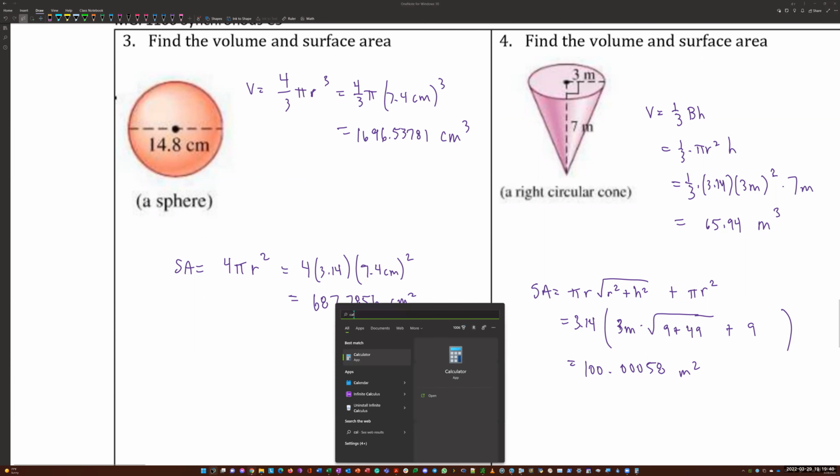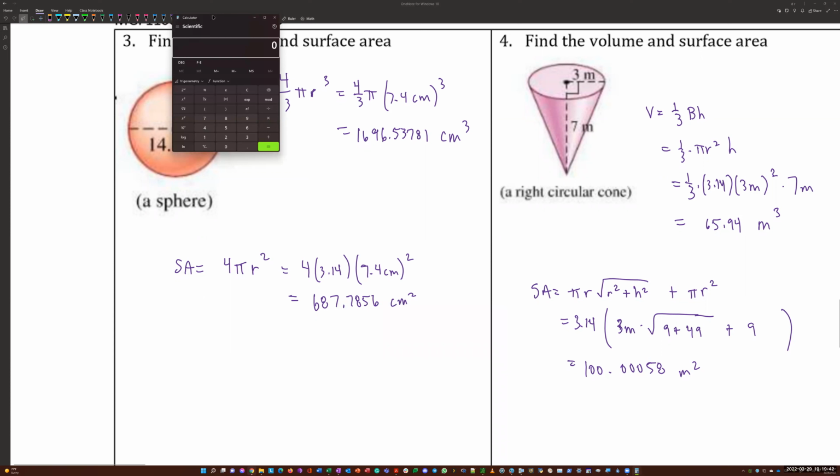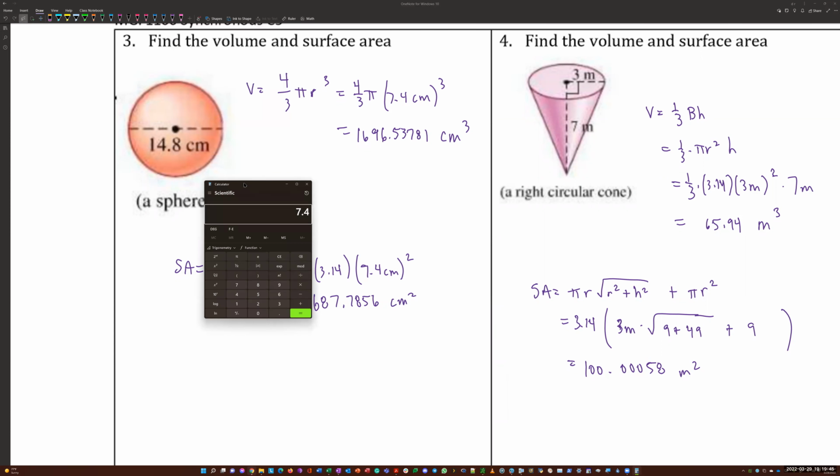If you want me to show you, I can do it again on here. 7.4 cubed times pi, which is 3.14, times 4 divided by 3. Okay, I got you. I was multiplying 1.33. That's probably why I was off by that little bit. Oh, okay. Yeah, you can't round the fraction. Don't just round it. Does that make sense? I got it. Just don't round stuff all right, until you get to the end.